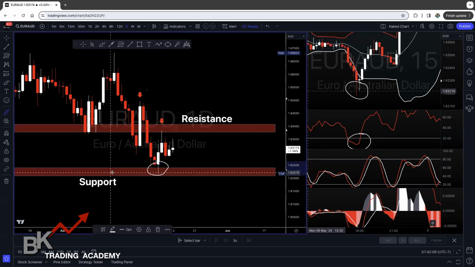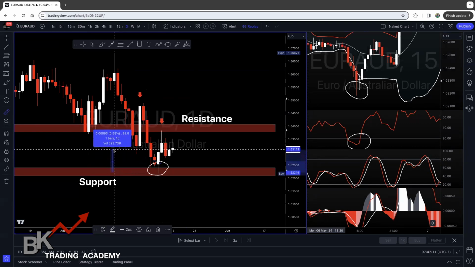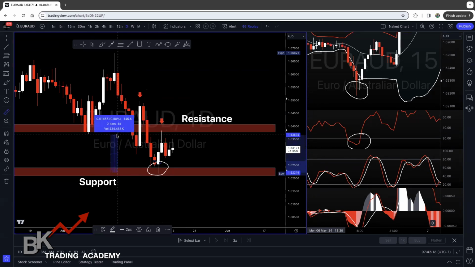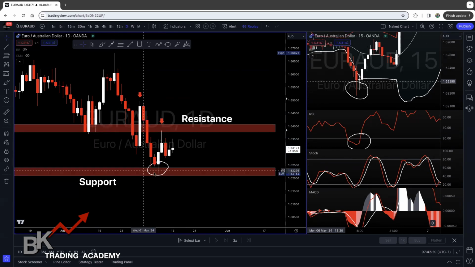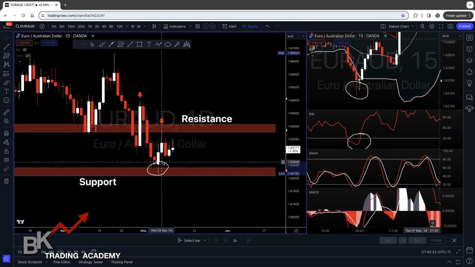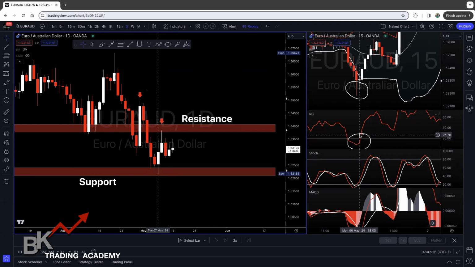So this is how you use RSI in your trading. Within that day, price went 106 pips to the upside, gave us a little small pullback, and then continued to rise the second day. So this would have been an excellent scalp, intraday, and short-term swing opportunity. And that is how you would have used the RSI in this situation.